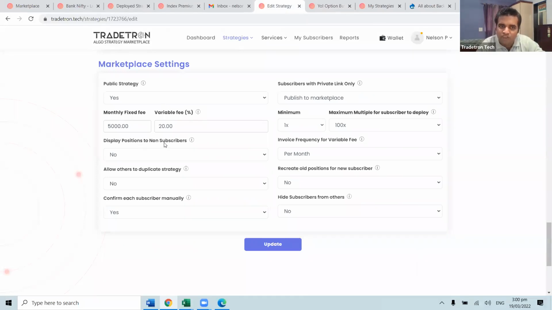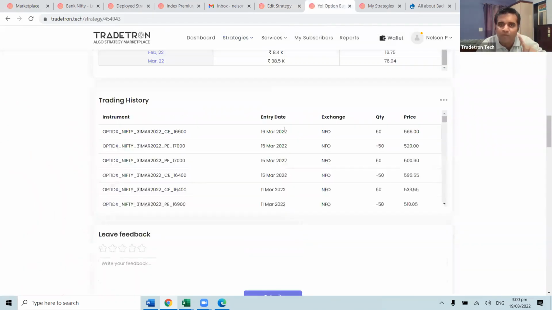Display positions to non-subscribers. If it is no, then unless and until someone subscribes to your strategy, the subscriber will not be able to see these trades. Only when he subscribes will he be able to see the trades generated by the strategy. Is this clear?